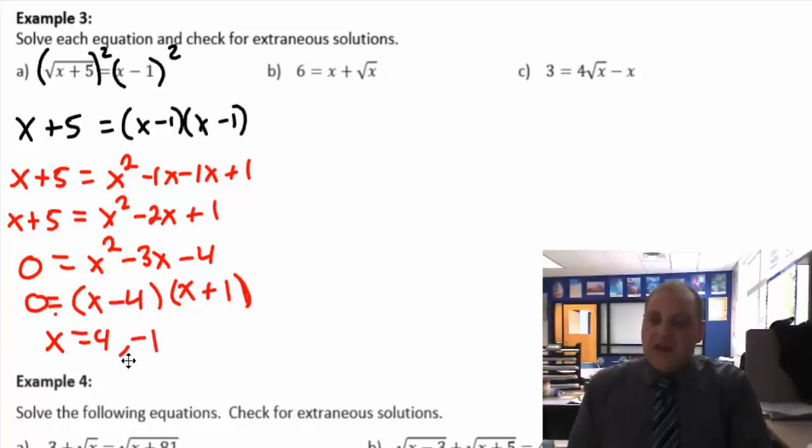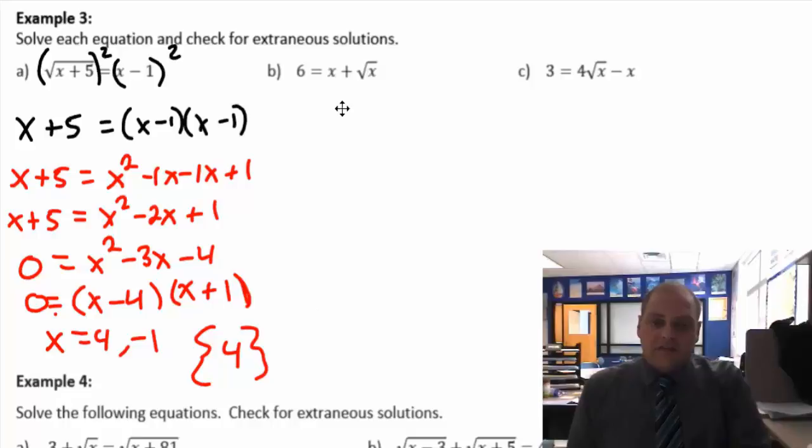And negative 1 doesn't work. Negative 1 plus 5 is 4, square root is 2, and negative 1 minus 1 is negative 2. So negative 1 does not work. My solution is just 4. 4 does work. 4 plus 5 is 9. Radical 9 is 3. 3 equals 4 minus 1. Yes, it does. 3 equals 3. So if you check that out, 4 works. Negative 1 does not work.